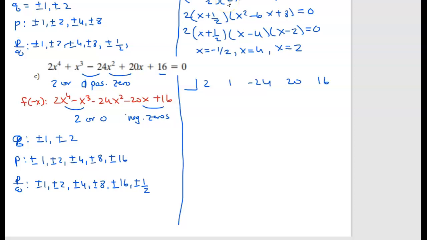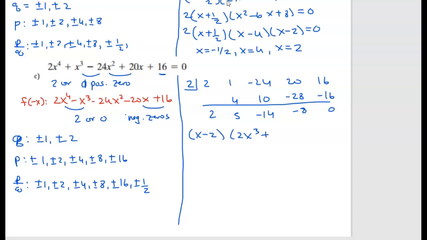Alright, let's try 2. 2, 4, 5, 10, negative 14, negative 28, negative 8, negative 16, 0. Yay! We got there. So the first factor is x minus 2, and then we have 2x cubed plus 5x squared minus 14x minus 8.